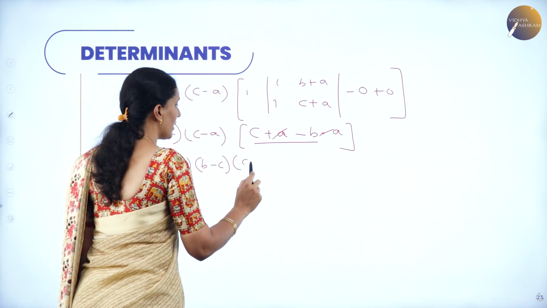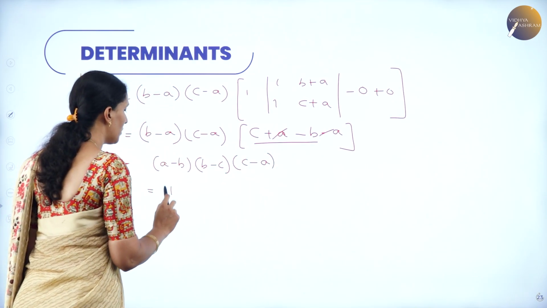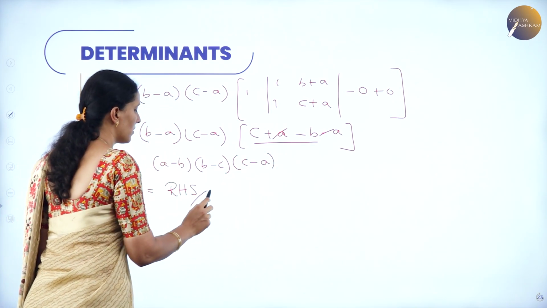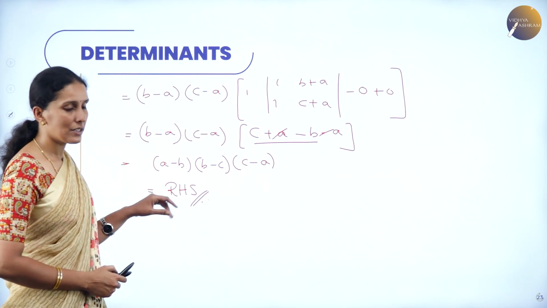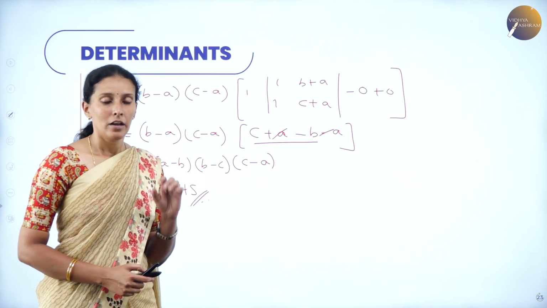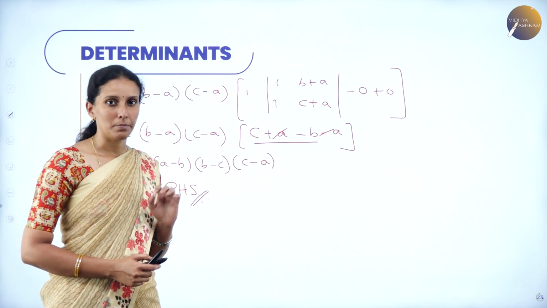Here it is c minus a. That is equal to RHS. So this is what we have to prove. So just by applying the properties, we can evaluate the value of the determinant more simply.